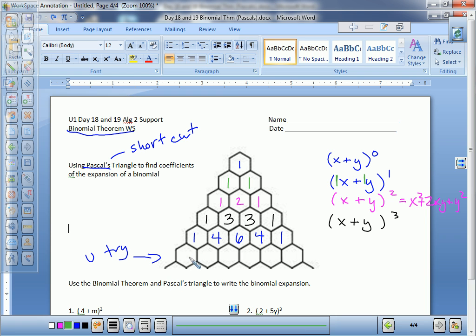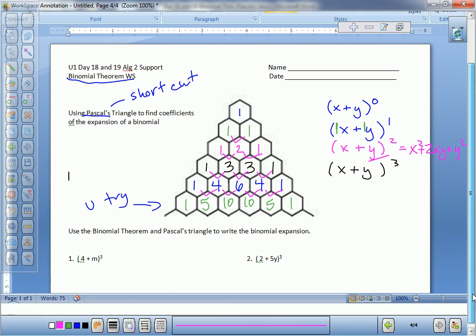All right, so the next one is 1, 5, 10, 10, 5, 1. And the number below, you can do the sum of the two above. The sum of the two above. The sum of the two above. The sum of the two above. And that is how you build Pascal's triangle.